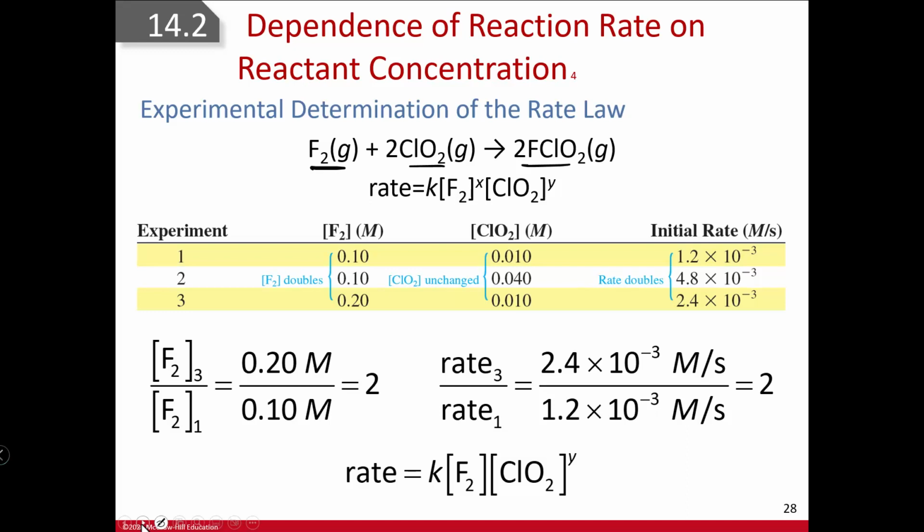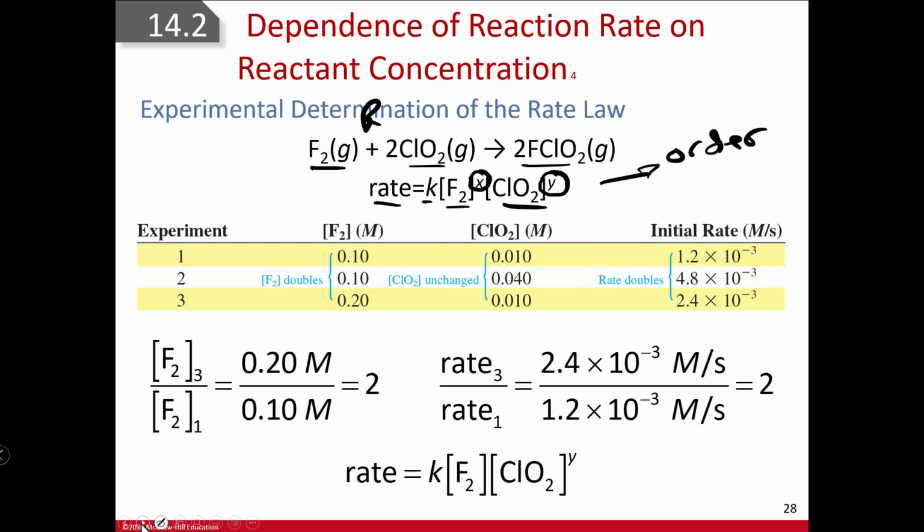Here are our 2 reactants, and so the rate law is: rate equals the rate constant times the concentration of the fluorine raised to some exponent x, and times the concentration of the chlorine dioxide raised to some exponent y, which we call orders. What is the order with respect to the fluorine? That's what we need to solve for, x. What is the order with respect to the chlorine dioxide? We have y for that exponent, which we would call the order with respect to the chlorine dioxide.